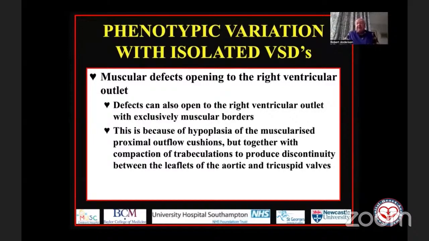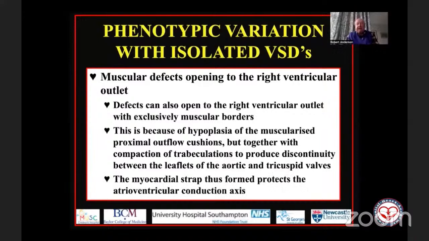in which compaction of trabeculations produces discontinuity between the leaflets of the aortic and tricuspid valves, and it is that compaction of trabeculations that has produced the posterior-inferior muscular border. And when formed, that muscular posterior-inferior border has an important additional feature because it protects the atrioventricular conduction axis. So how does all this come about?